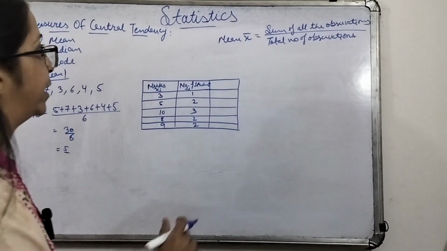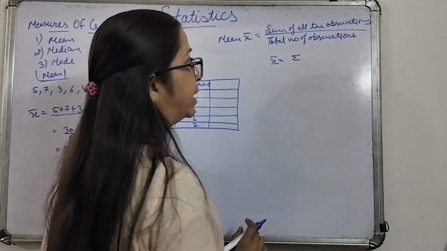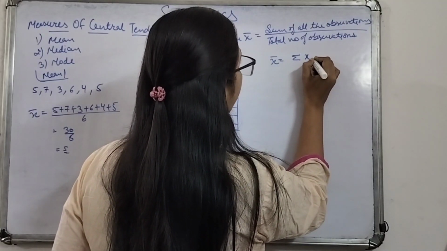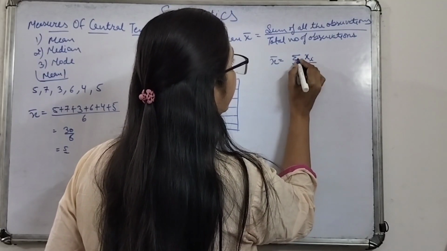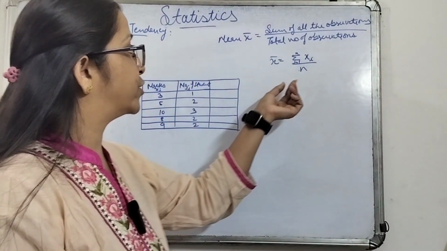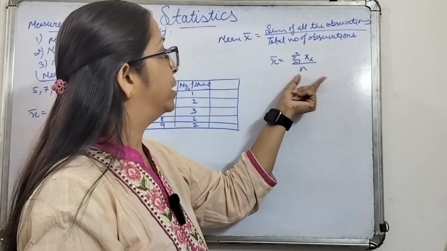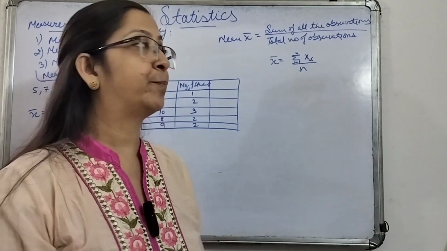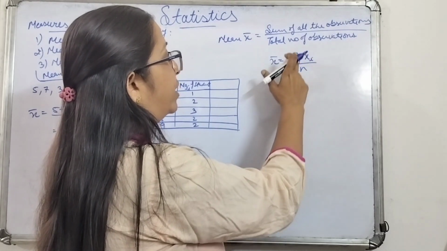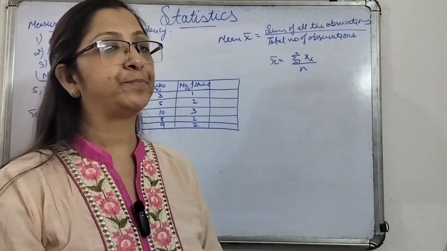So mean is given by x bar, which could be written as summation. This is the sign for summation, that is addition. Summation of xi over n, where i varies from 1 to n. That means n is the number of observations. This is the formula for finding mean. X bar is equal to summation of xi, where i varies from 1 to n, divided by n, will give you the formula for finding mean.